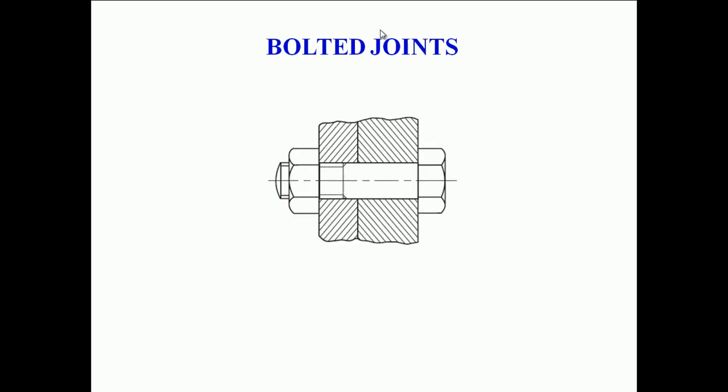For better explanation, you can say this is the bolted joint which is having a part 1 and another part, that is part 2. These two are joined by the use of a bolt and nut. So this is the bolt and this one is the nut. This is called a bolted joint.